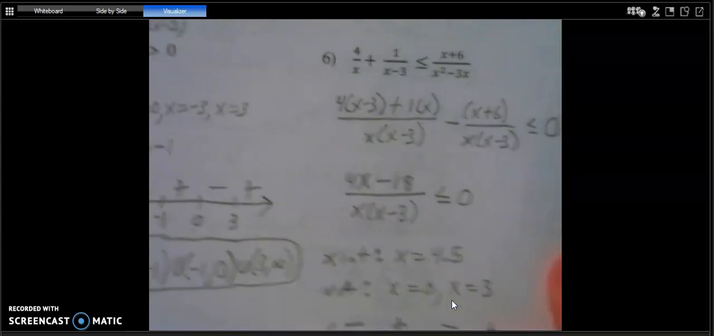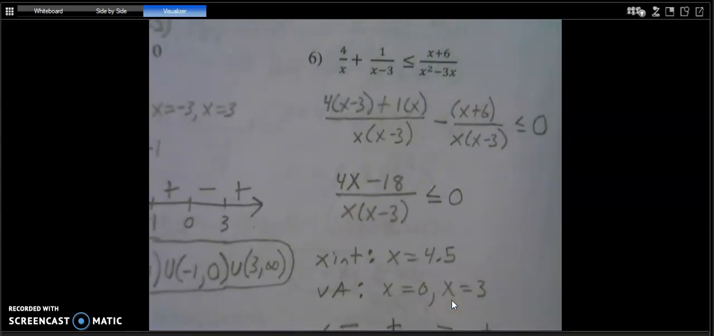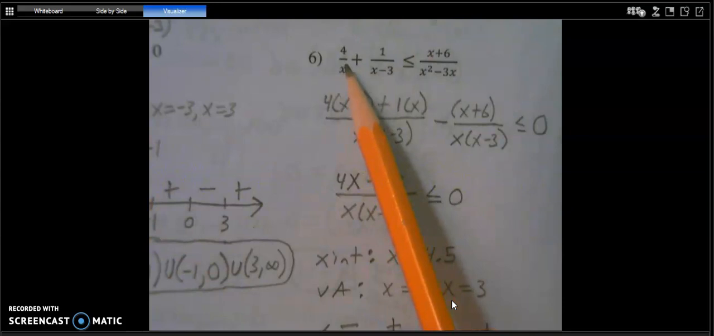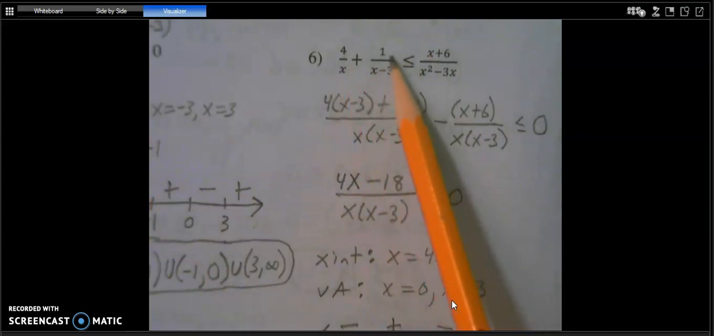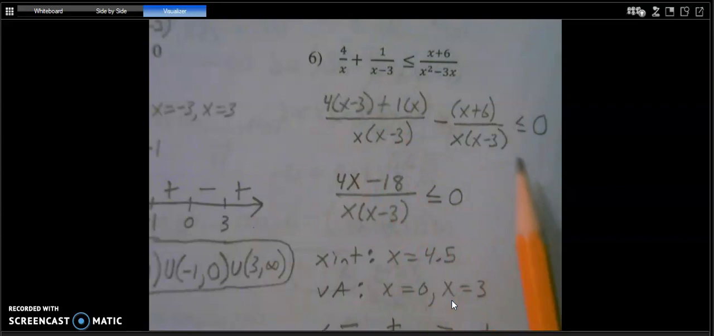Okay, this one is a bit more to do because you need to get 0 on the right-hand side. So I subtracted that fraction from the right side. Get a common denominator, x times x minus 3. So the first fraction needs a x minus 3. The second fraction here needs an x. This last fraction has everything you need. And then when you combine like terms and write it as one fraction, you get this fairly simple rational expression.